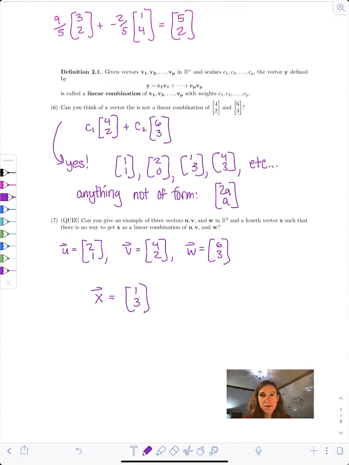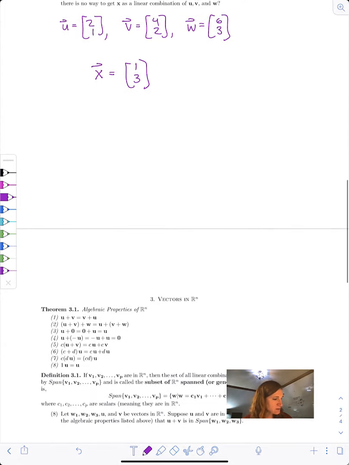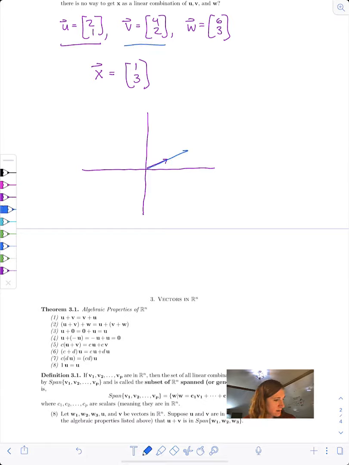And this is kind of going to bring us to the notion of span. And we have, let's see if I can do this on the same page. Yeah, okay. So formally, the span of a set of vectors is just all linear combinations of those vectors. And so in fact, if we look at these 3 vectors, we have, let's see, u is 2, 1, and then let's draw v in blue, that's 4, 2.